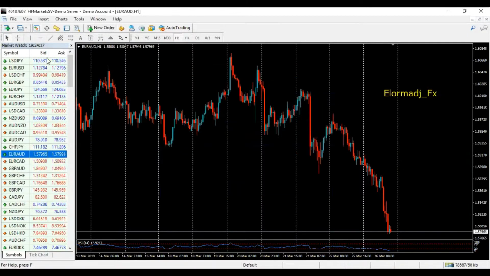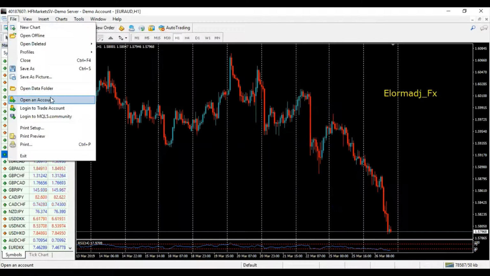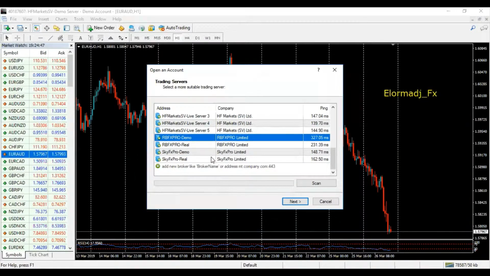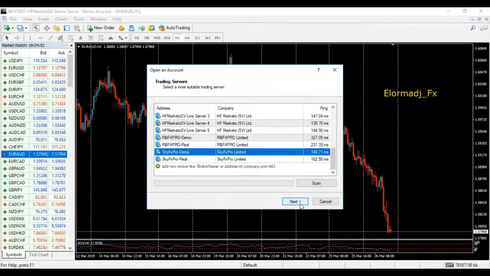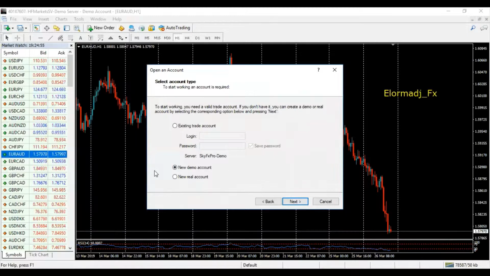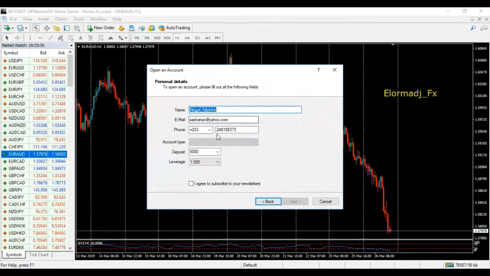So let me click on cancel and let's do it again. To open a demo account using MetaTrader 4 on your laptop, you open an account and choose any broker you want. In this case, Sky FS Pro demo. Click on demo, and make sure you click on new demo account. And here we go. Your name will be there, your email address, your contact, and the amount you want to trade with. So I choose 3,000 or 5,000. Let's choose 5,000. You click on agree, and you are good to go.